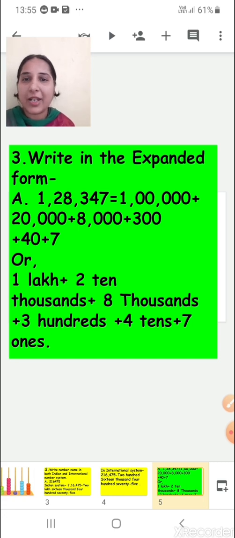Okay. Now let's move to the next one where you have to write in the expanded form. So the number being given here is 1,28,347. So what is the place value of 1 here? It's 1 lakh plus the place value of 2 is 20,000. Then the place value of 8 is 8,000. The place value of 3 is 300 plus the place value of 4 is 40 plus 7. Or you can write it in words as well, like 1 lakh plus 2 ten thousands plus 8 thousands plus 3 hundreds plus 4 tens plus 7 ones. In any way you can write. Both the methods will be correct.